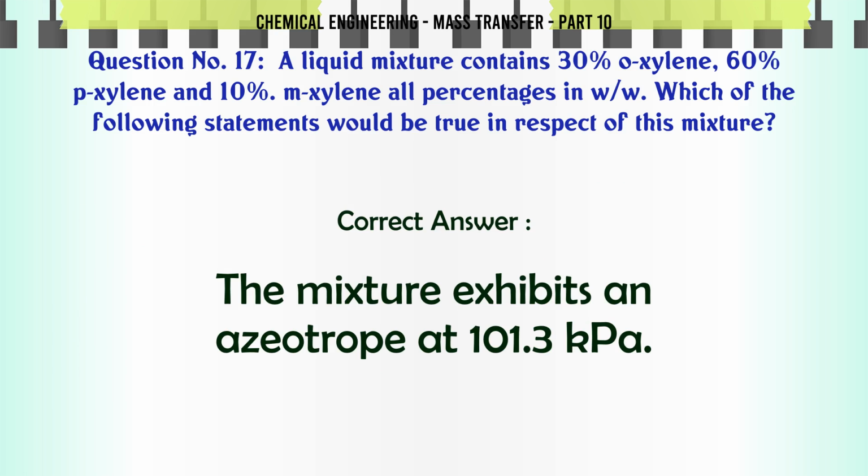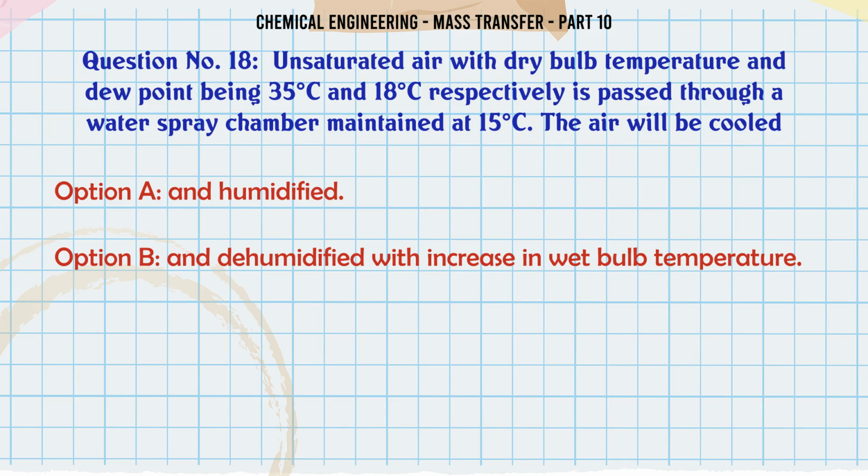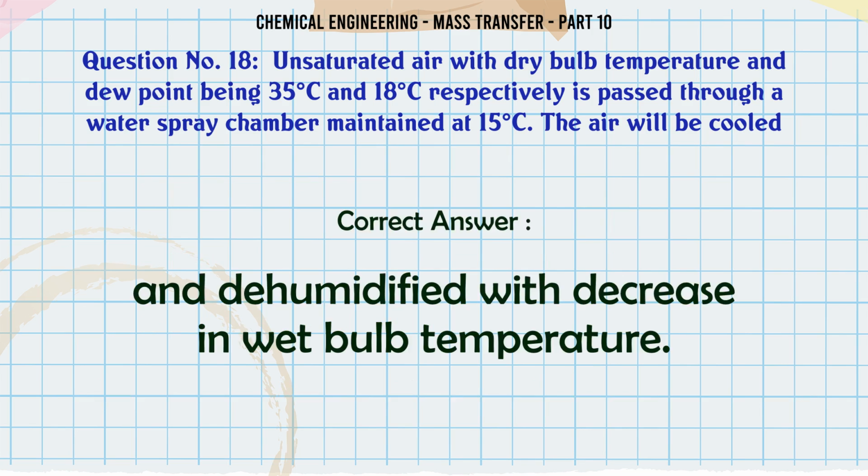101.3 kPa. Unsaturated air with dry bulb temperature and dew point being 35 C and 18 C respectively is passed through a water spray chamber maintained at 15 C. The air will be cooled A. and humidified. B. and dehumidified with increase in wet bulb temperature. C. at the same relative humidity. D. and dehumidified with decrease in wet bulb temperature. The correct answer is and dehumidified with decrease in wet bulb temperature.